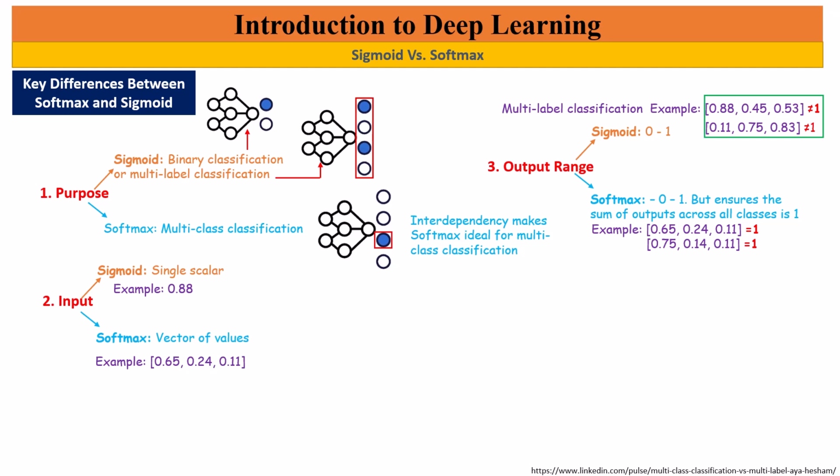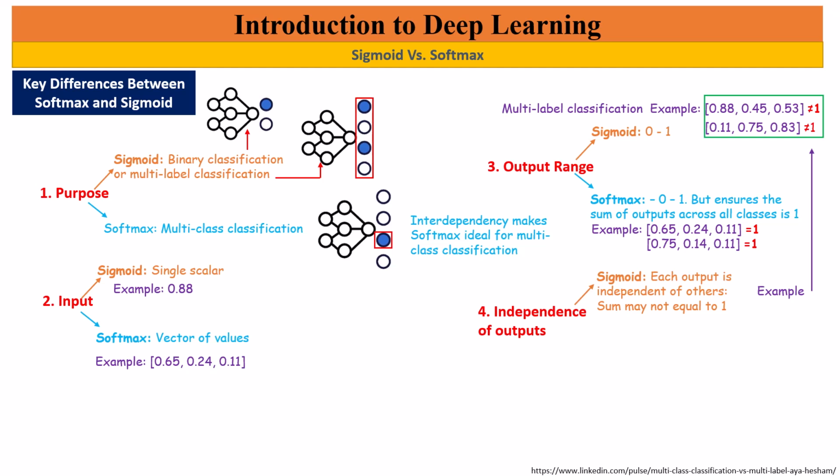4. Interdependence. Sigmoid. When used across multiple neurons, each output is independent of others. Multiple outputs can all be high or all be low. Ideal for multi-label tasks. See the example quoted in Output Range. Softmax ensures outputs are interdependent. Increasing the probability for one class decreases it for others. Perfect for mutually exclusive multi-class classification. See the example quoted in Output Range.